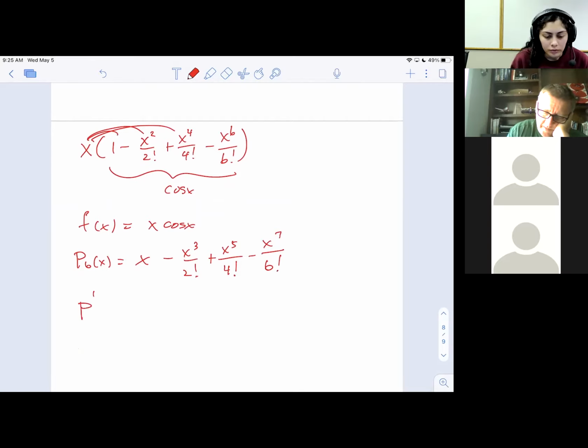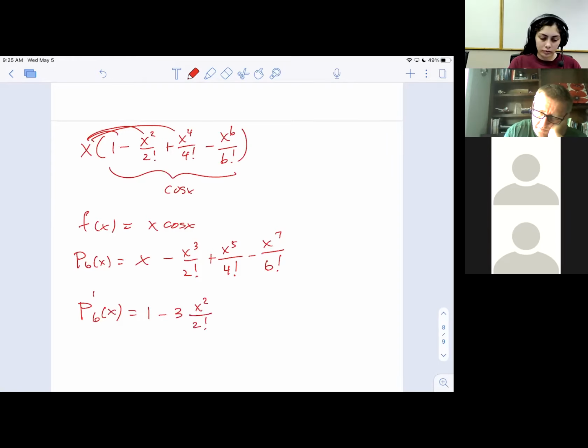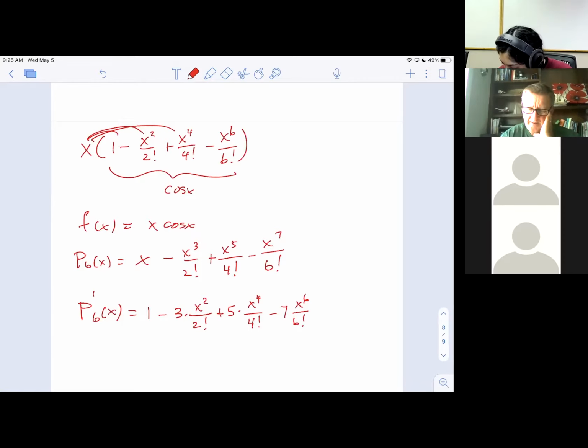The derivative of a polynomial is really easy, and that's the whole point of this section. So the derivative of x is 1. The 3 comes down front, and then I have x squared over 2 factorial. The 5 comes down front, and then I have x to the 4th over 4 factorial. And the 7 comes down front, and I have x to the 6th over 6 factorial. So that's kind of what I've got for my answer.